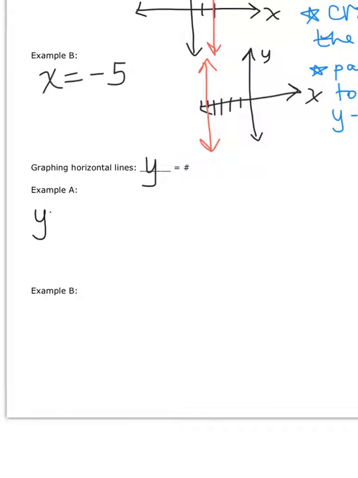We can graph y is equal to positive 5. I'll let you choose the next one. All right, so to graph this, so let's sketch a graph. I need a y-axis and an x-axis.